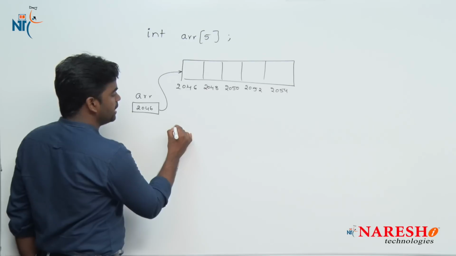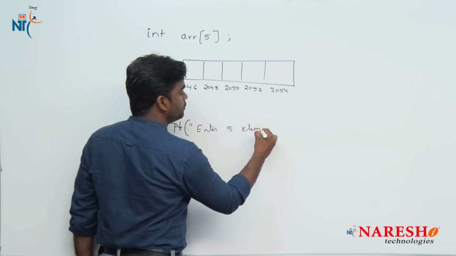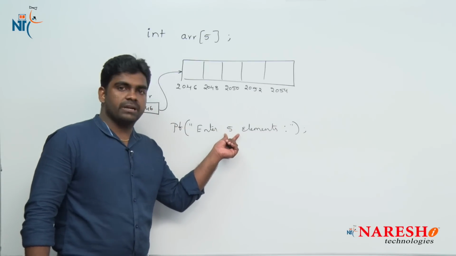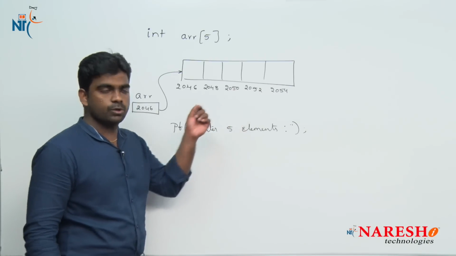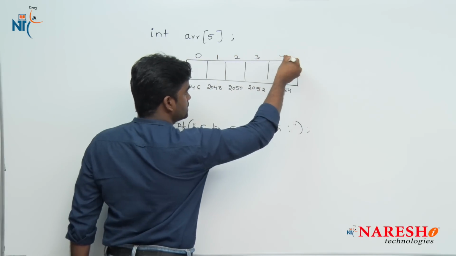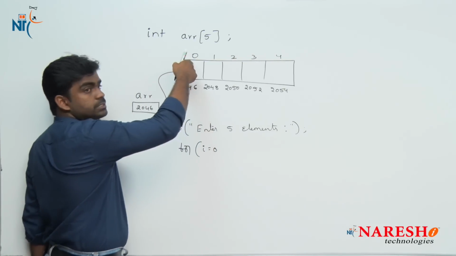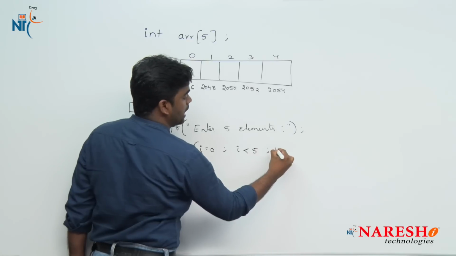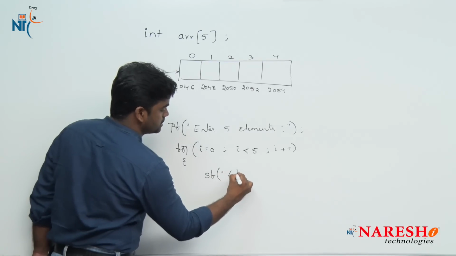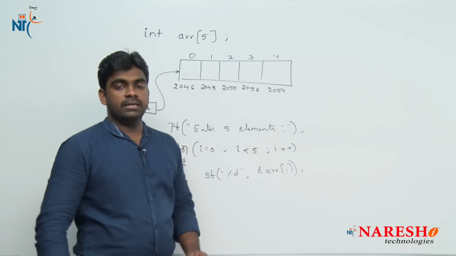Now, whenever we read the elements, we clearly specify "enter 5 elements", because here we know exactly how many elements we want to read. So we repeat a for loop. The index starts with 0 and goes up to less than the size, 5, which means 4. So i starts at 0, i is less than 5, i plus plus, increasing location by location. We read scanf %d into the address of arr of i.